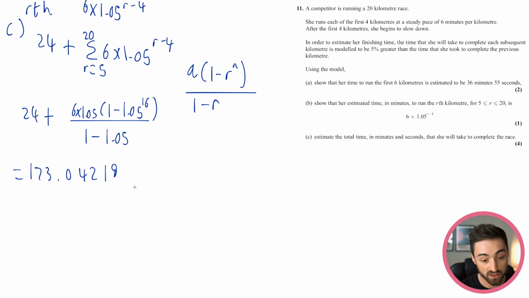Last thing we need to do, just convert this into seconds. So these are the 173 minutes. And then to get the last bit in seconds, I would do 0.04219 times 60. That gets me 2.53, and so on. Rounding that up to the nearest second is going to be 173 minutes and 3 seconds.